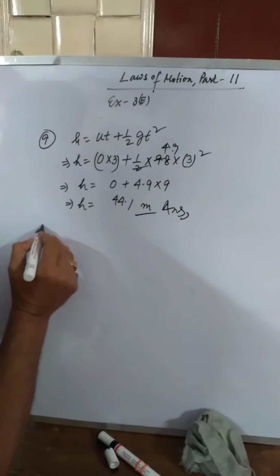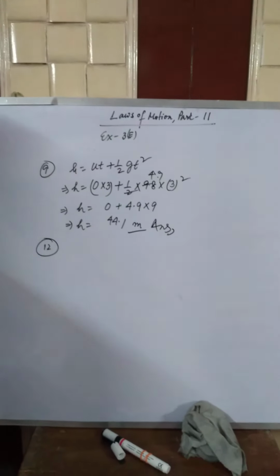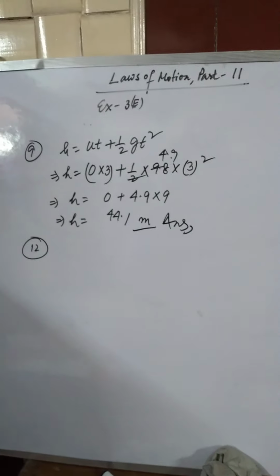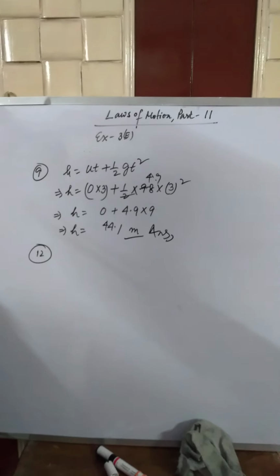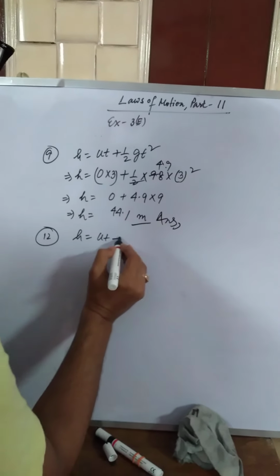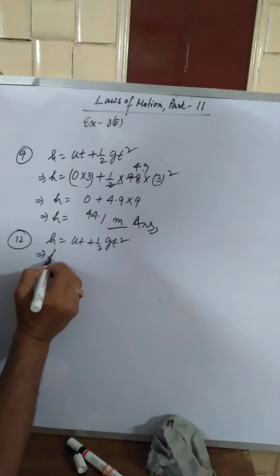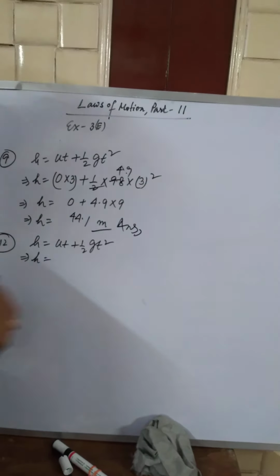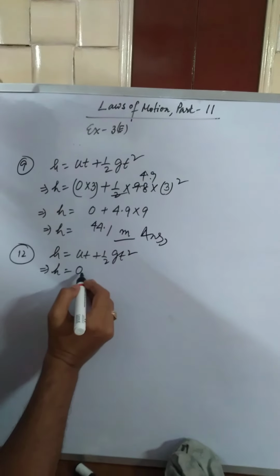Consider question number 12. A body is dropped from the top of a tower. It acquires a velocity of 20 meters per second on reaching the ground. Calculate the height of the tower. So use this particular equation, h equal to ut plus half gt square. You have to find the height of the tower, which is h. Initial velocity, as usual, is 0.